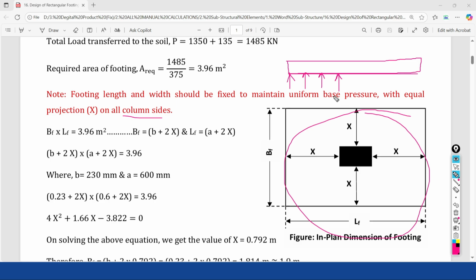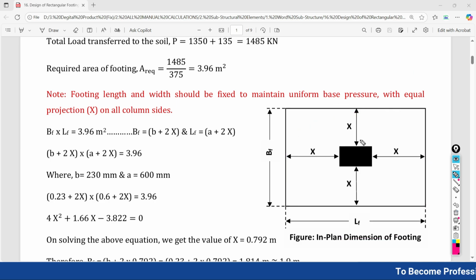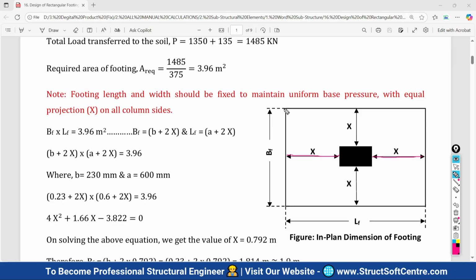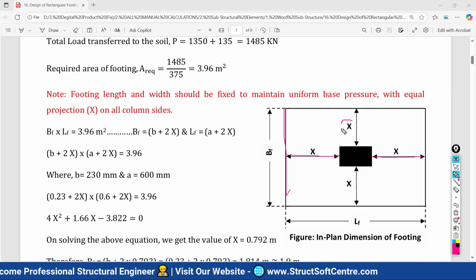This is what our trial. So suppose you want to get a uniform pressure distribution at the base of the footing, what step do you need to take? You should try to take the same projection on all sides of your column till the edge of the footing. So this should be equal.